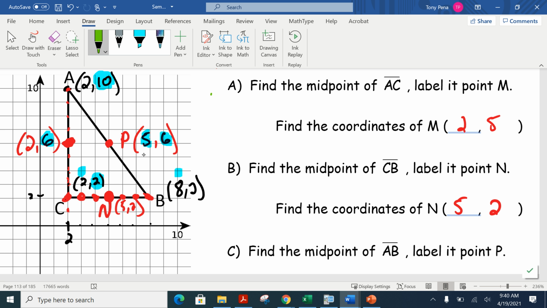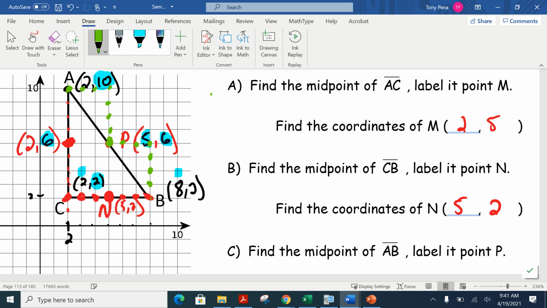So what Gavin just said is he started at B and he went up 1, 2, 3, 4, and then he went left 1, 2, 3. So he went up 4, left 3. And then he said if I did that again, I ended up at point A. 1, 2, 3, 4, and then 1, 2, 3. So if it was equal steps from this point to this point and this point to this point, didn't this have to be our middle point?